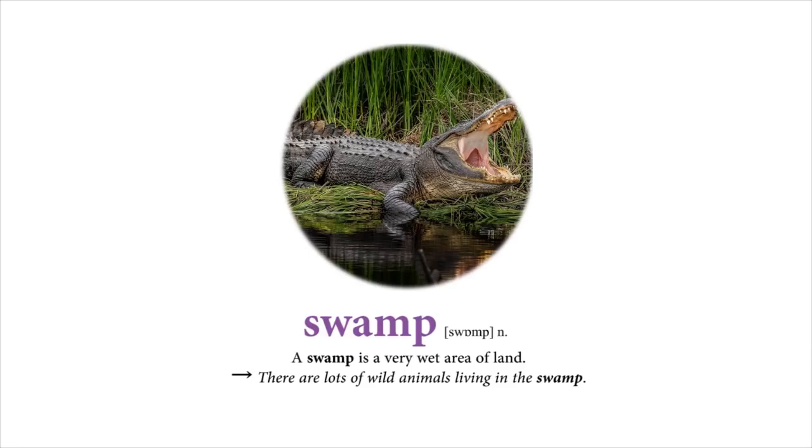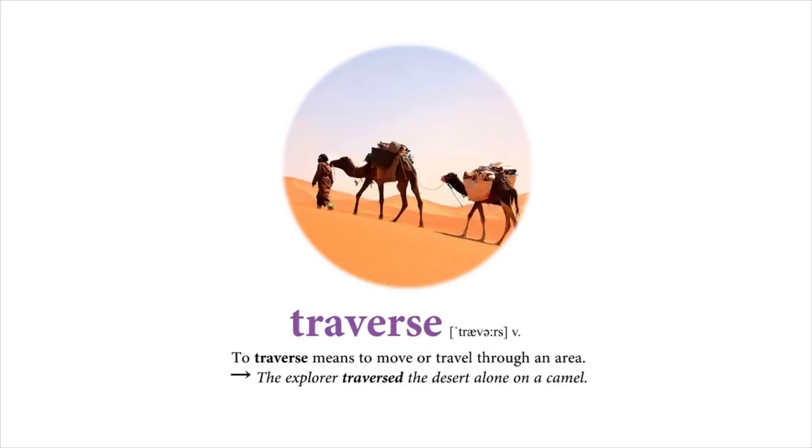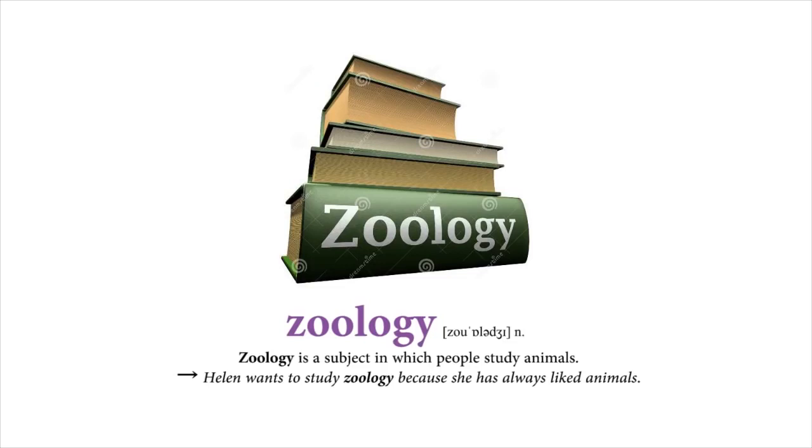Swamp. A swamp is a very wet area of land. There are lots of wild animals living in the swamp. Traverse. To traverse means to move or travel through an area. The explorer traversed the desert alone on a camel. Zoology. Zoology is a subject in which people study animals. Helen wants to study zoology because she has always liked animals.